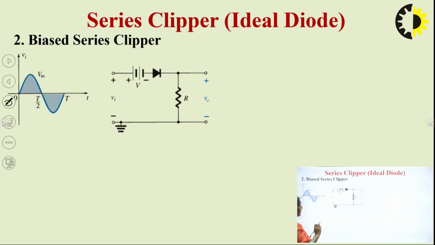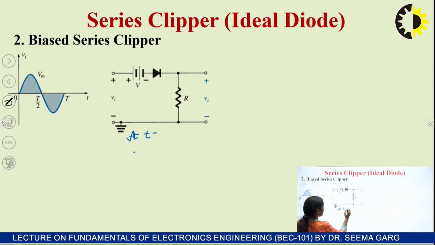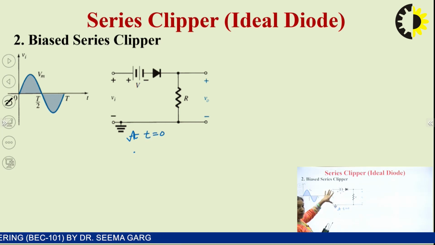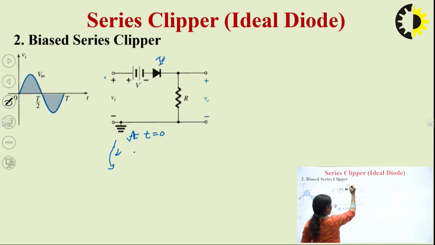So during the first half cycle, we can see that initially, at t is equal to 0, when you are not applying any input signal, what happens? This negative terminal of the battery will make your diode reverse biased. And this diode is considered as an ideal diode. Ideal means the barrier potential has been neglected.